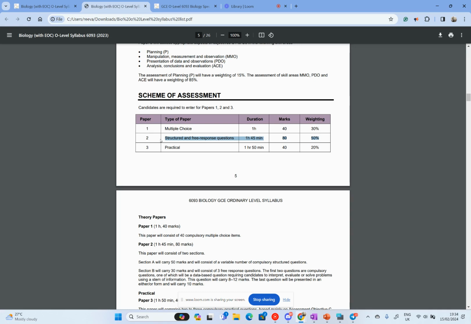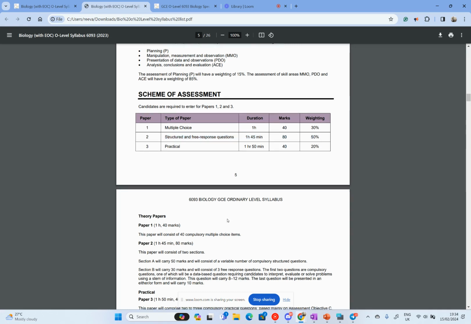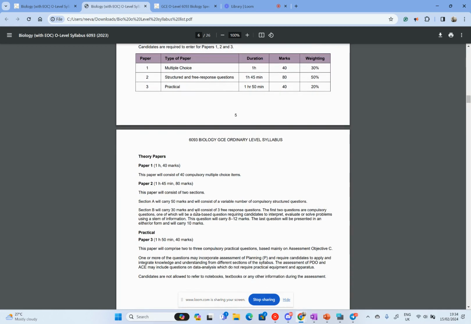So what exactly do you need to know to nail your paper 2? Well, there are a few things. The format of the paper is one of them, but I wouldn't be too stressed about it. As you can see here, section A carries 50 marks, with a various number of compulsory structured questions. Section B is 30 marks, 3 free response questions. Now you might be wondering what's the difference between free response questions and structured questions. Honestly, you don't really need to worry too much about it. As you do the paper, you realize that it's a little longer, there are more marks, but the way you go about answering them is more or less the same. It doesn't really vary that much.